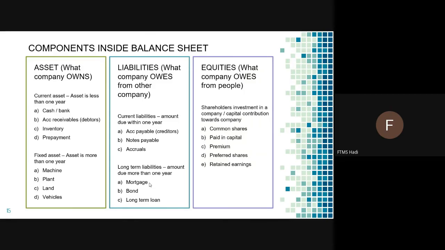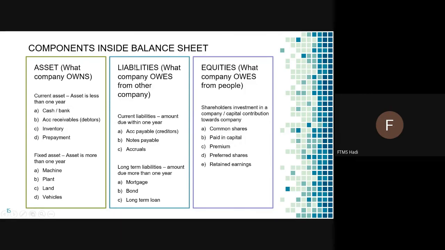Okay, I repeat again. If you have a housing loan and you are not able to pay the commitment, your house will be confiscated. Your house will be taken away by the bank. That is the collateral or mortgage that you will suffer. The second one is bond. Bond is a corporate borrowing. A company borrows from another company. And then the last one is long-term loan. That means the company borrows from a bank, and the agreement is to pay in more than one year.